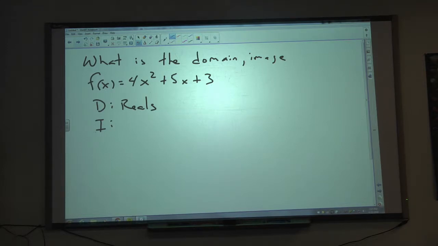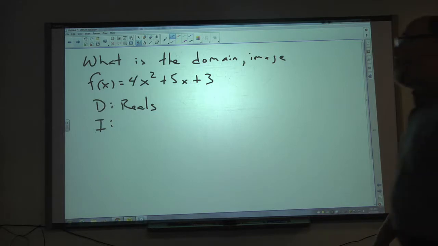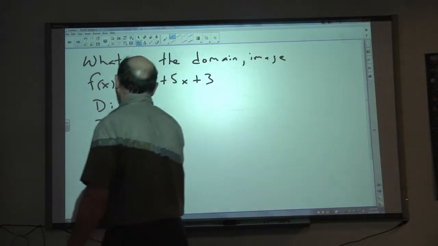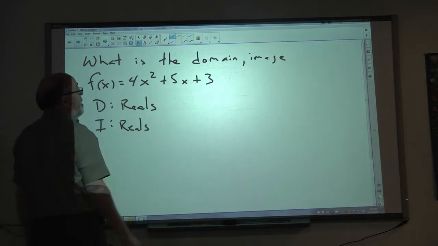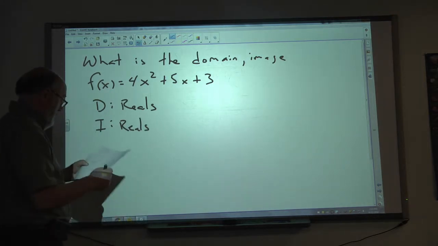So can I get negative numbers? Yeah, I can get negative numbers. Can I get 0? There'll be some number where you can. And I can get any number I want out of this, right? So my image is going to be all reals, right?